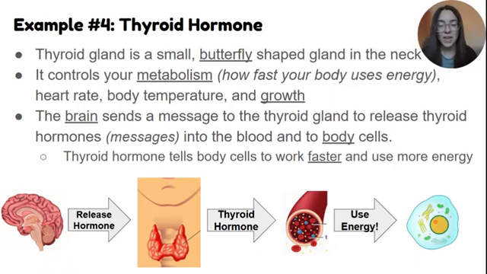So here's how the communication works. The brain is going to send a message to the thyroid gland and it's going to tell it, hey, thyroid gland, let's release thyroid hormones. These hormones, thyroid hormones, are messages that are sent into the blood. The blood is kind of like a highway, right? And it's going to go to the body cells. When the body cells get that message, those thyroid hormones, it's going to tell them to work faster, to use more glucose for energy, right? And so that increases metabolism.